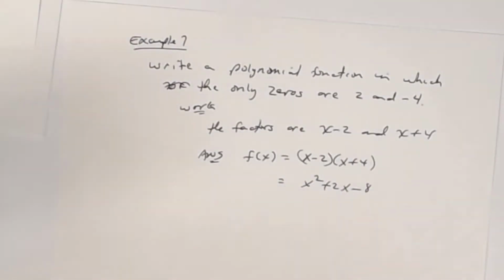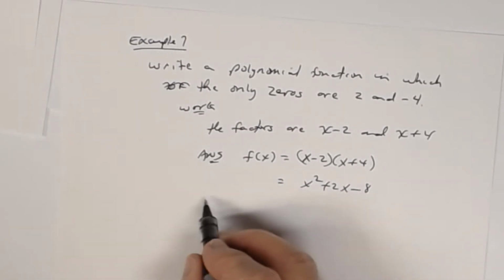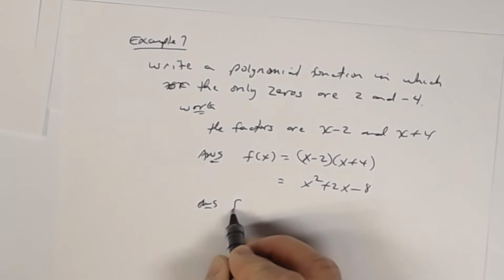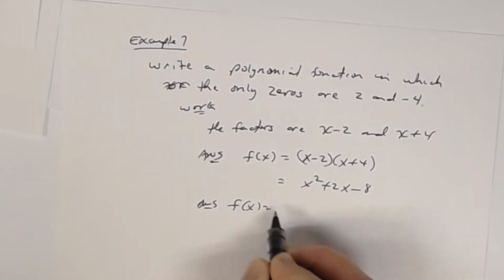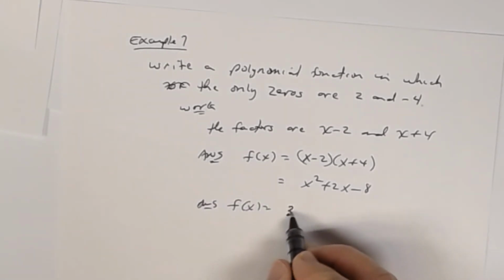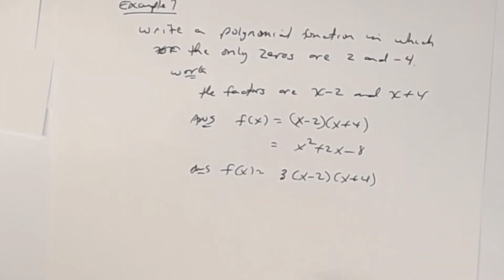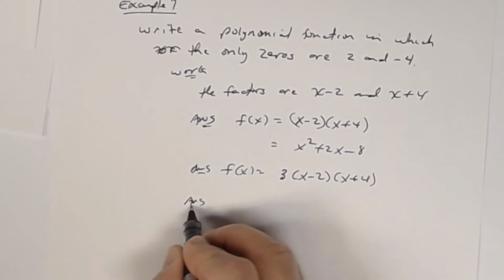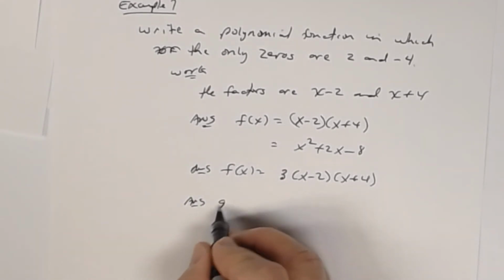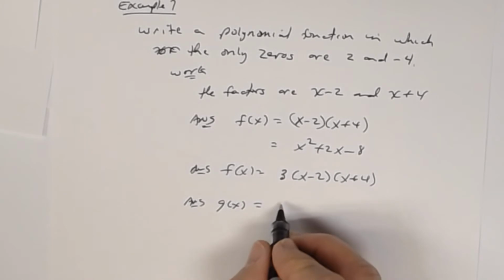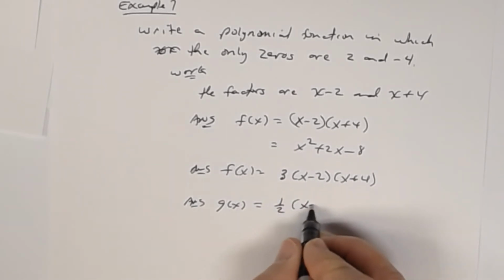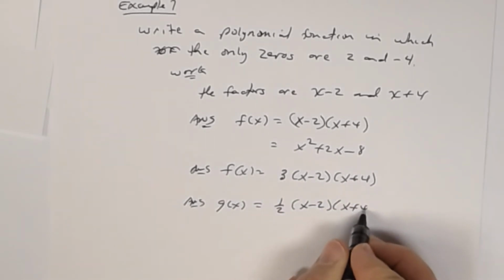So the point's this. Someone else could have said another answer could have been this. f of x equals 3 times (x minus 2) times (x plus 4). That could be another answer. Someone else could have said, and I'm going to go ahead and change the notation here to g of x, g of x is equal to 1/2 times (x minus 2) times (x plus 4).